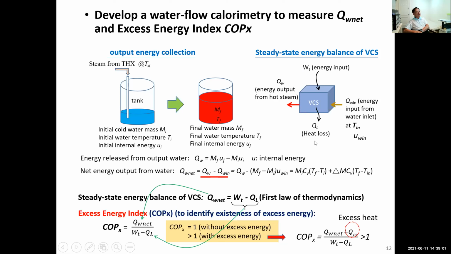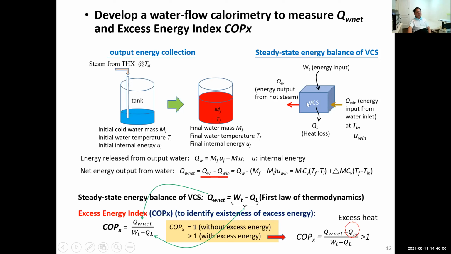And we developed what we call water flow calorimetry to measure the net water output energy, and define what we call the excess energy index. The water flow calorimetry is quite a simple heat transfer method. We use a tank containing cold water with a mass, a temperature, and also internal energy. Then we keep the water flowing through the heat exchanger and heating up together. Finally, you get a final mass and temperature, and the experiment terminates before the water is boiling. And then you just do the energy balance calculation to calculate the net energy output from the water.